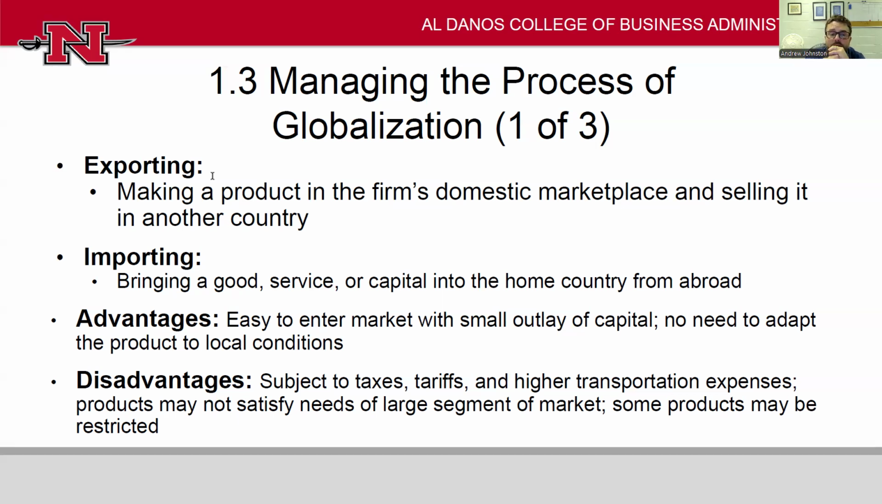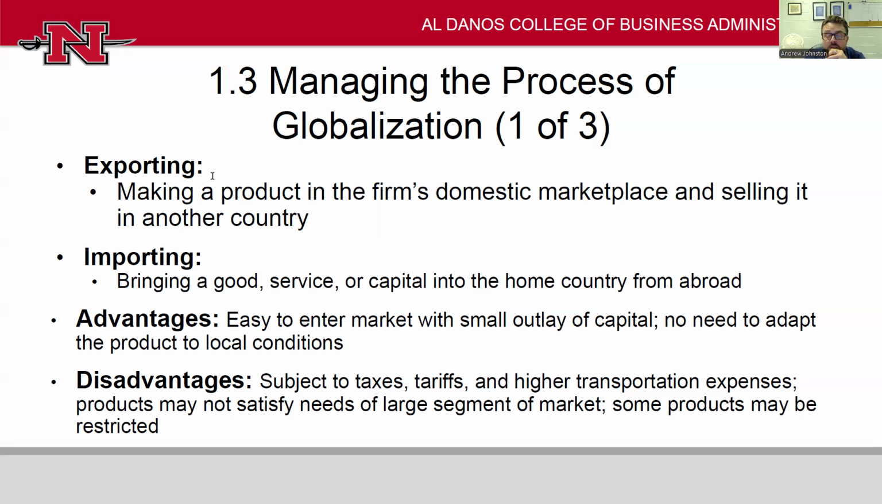With importing and exporting, the advantages are it's the easiest way and the lowest risk way to enter a new market. All you have to do is send the product. The only real risk involved is the risk of shipping, say. You don't need to really do any adaptation. You're just sending the exact same product that you were making before and selling to your domestic market. Now you're sending it to a market in another country.